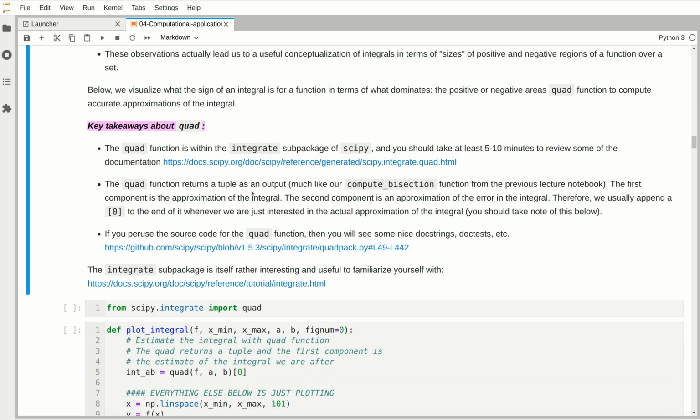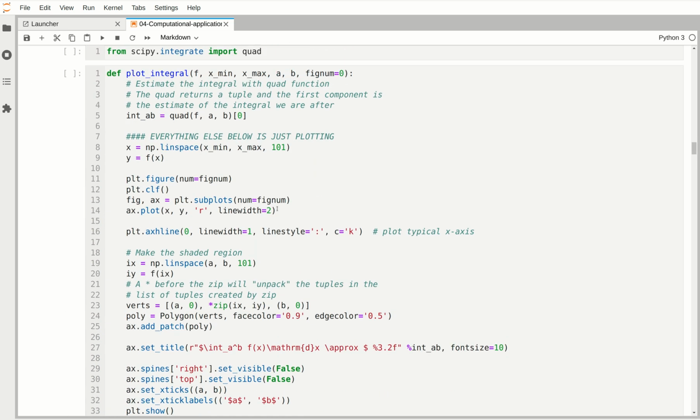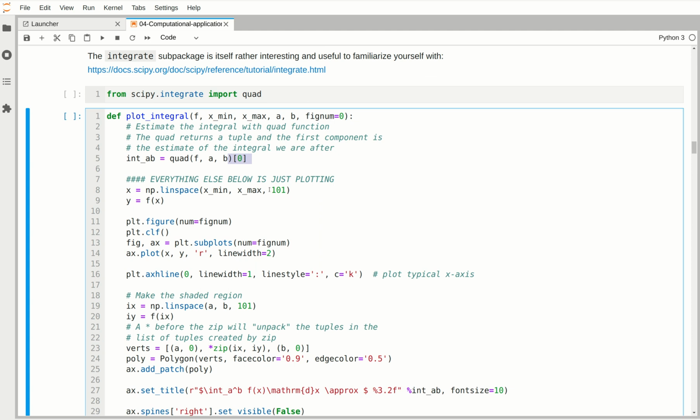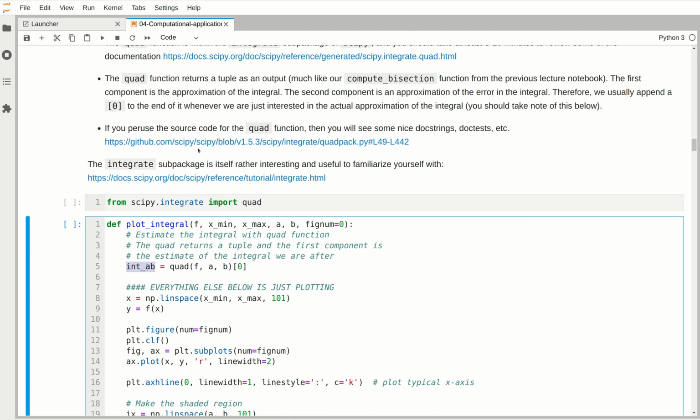The quad function returns a tuple as an output. Much like our compute bisection function from the Part A lecture notebook, the first component in this is the approximation of the integral. The second component is an approximation of the error in the integral. Therefore, we usually append a 0 to the end of the call of this function so that we just return the accurate approximation of the integral. So you'll note this below. I'll just point out in the code where I use quad, here we go, it's right here. I append that 0 so that I only return the first output of quad into this approximate integral over the interval a to b. That's what that variable notation means.